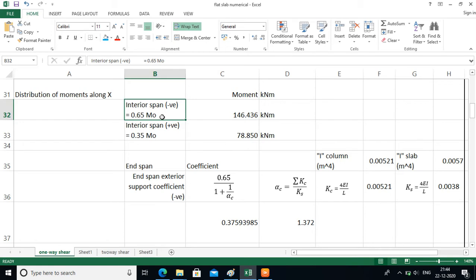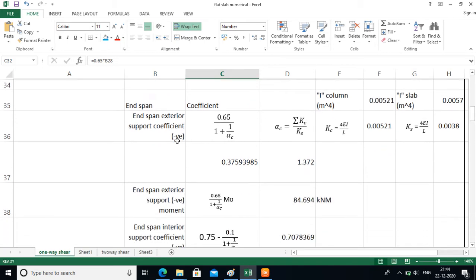So 0.65 times m0. Again I have put the formula over here. In the formula bar we can see 0.65 into m0, and the magnitude of moment for the interior span support is 146.436 kilonewton meter. So we get 2 moments from the distribution factor for the interior span. Now for the exterior span we need to find out the moments.